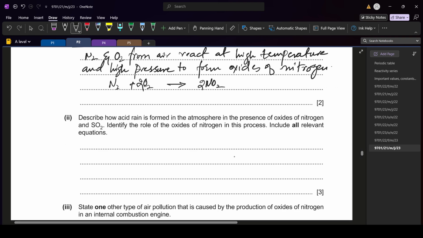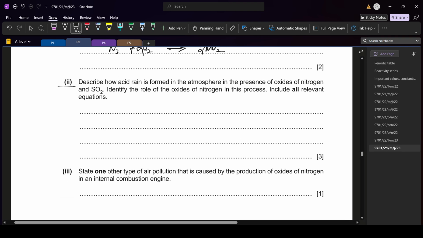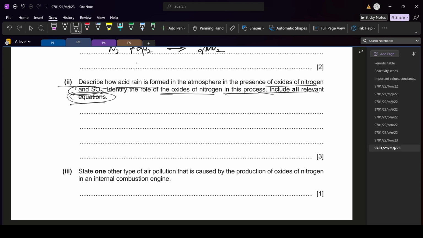So now moving towards part 2. Describe how the acid rain is formed in the atmosphere in the presence of oxides of nitrogen and sulfur dioxide. Identify the role of oxides of nitrogen in this process. Include all relevant equations. So this is the role of nitrogen dioxide. This nitrogen dioxide has the role of the catalyst. It actually oxidizes this sulfur dioxide into this sulfur trioxide.